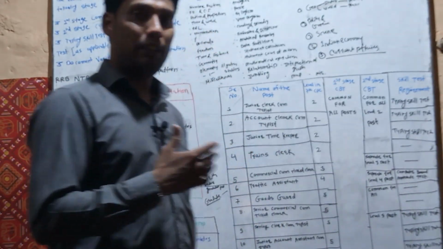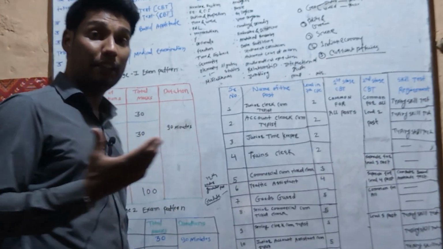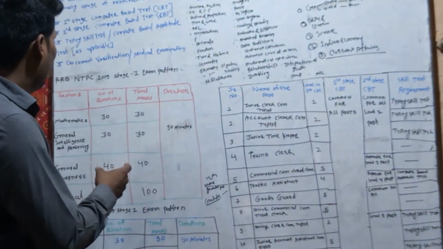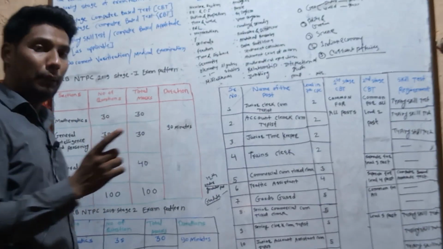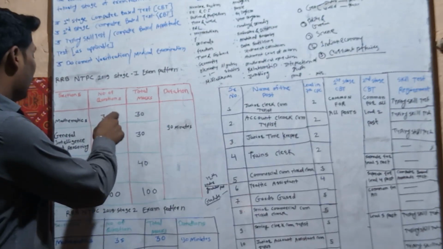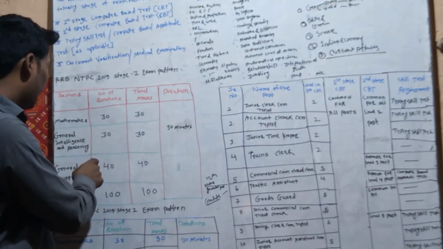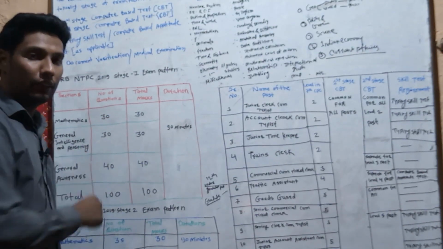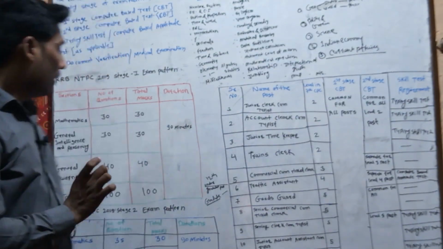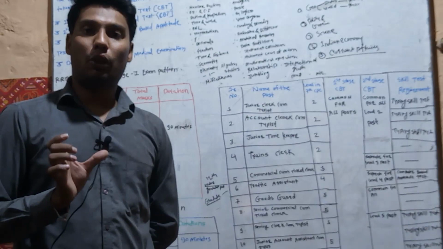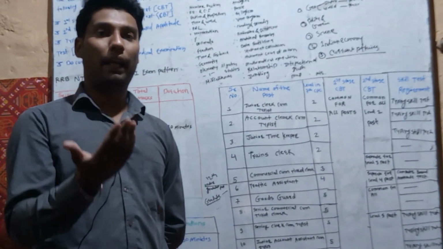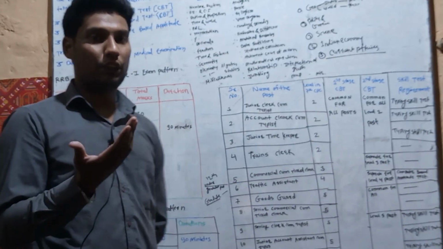Let us discuss first what is included in the CBT. We are discussing the CBT 1 exam. This computer based test includes mathematics, general intelligence and reasoning, and general awareness. It is a total 100 mark paper, with a 90-minute duration for all students who applied for the NTPC examination.